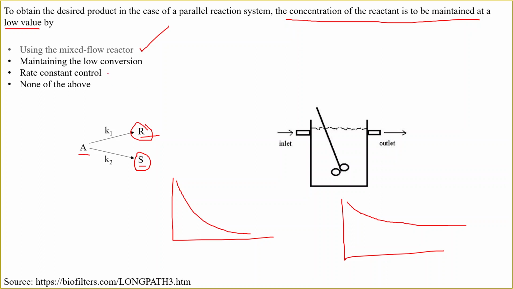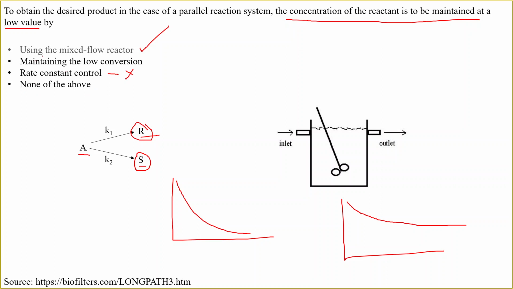Next is the rate constant control. Definitely, this won't be the correct answer because we cannot control the rate constant in any way. If R and S are two different things, the rate constants which are forming them will also be different, and there is no control in them. And none of the above is also not correct.